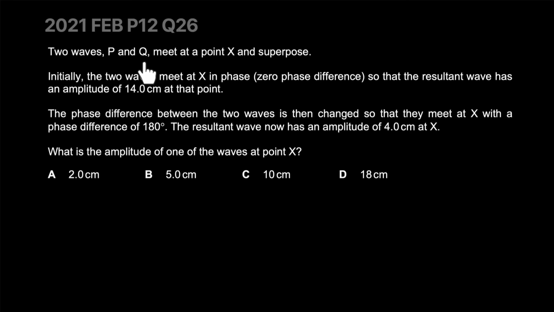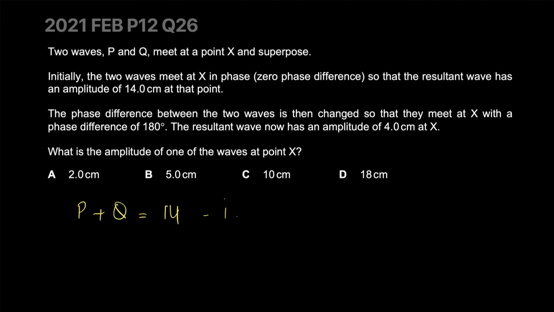The two waves P and Q meet at point X and superimpose, so they're interfering constructively. That's the word. Initially, the two waves meet at X in phase, so they're going to add, the amplitudes add up on top of each other. So the wave amplitude of P will add to the amplitude of Q, and the resultant is 14 centimeters. It's 14. That's our first equation.